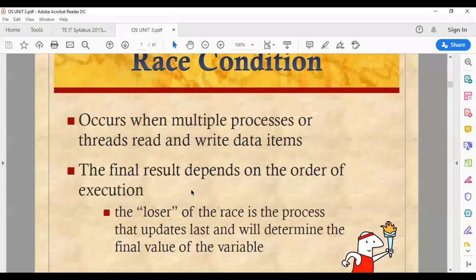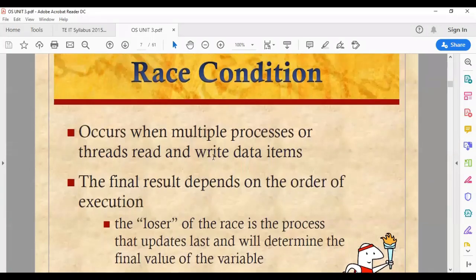Now I will explain what a race condition is. For 2 marks they may ask the question on race condition. So what is a race condition? It occurs when multiple processes or threads read and write data items.